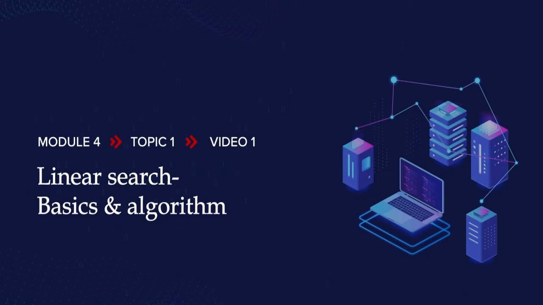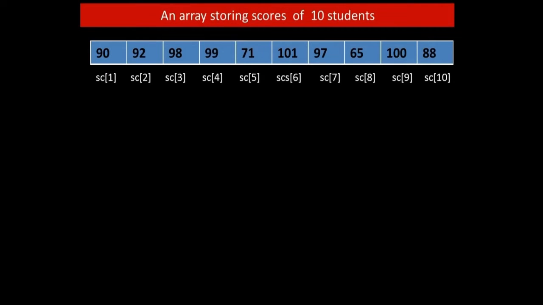In this lecture, we are going to discuss linear search. Linear search is considered to be the simplest search. I will explain it with the help of an example. Suppose we have an array storing scores of 10 students. This is our array. The name of the array is SC.